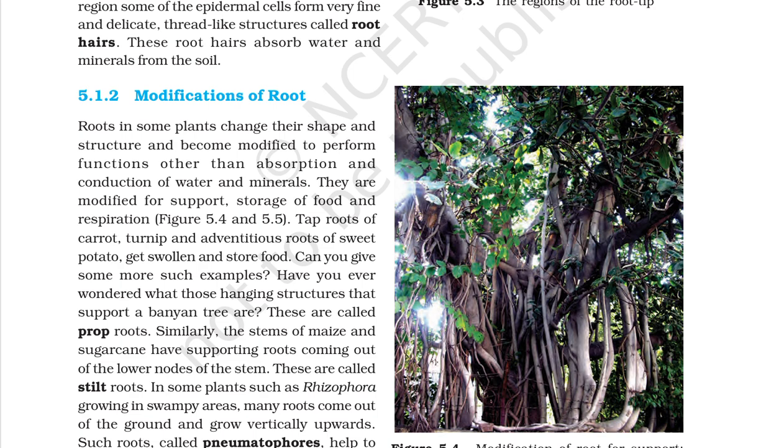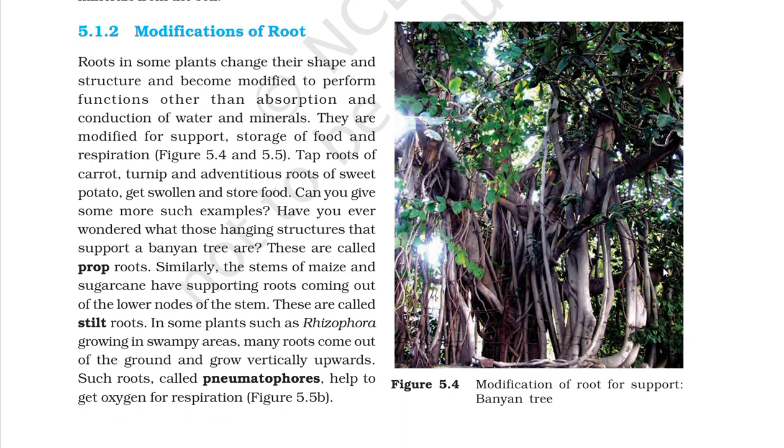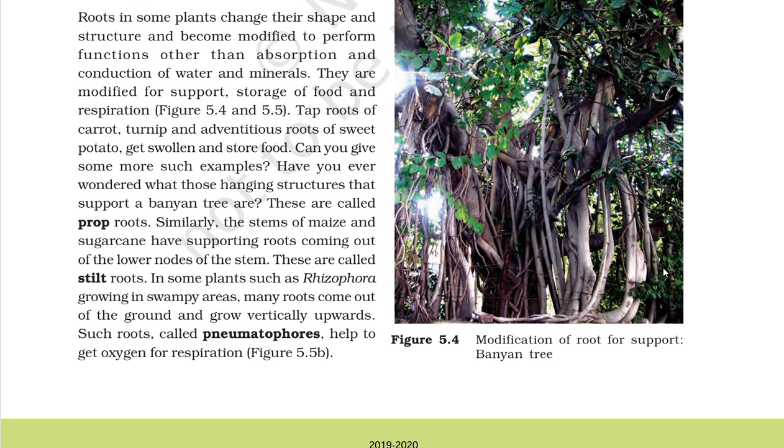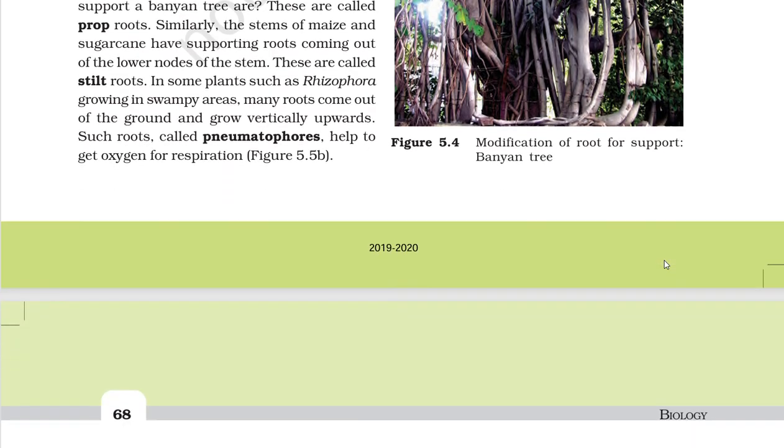Can you give some more such examples? Have you ever wondered what those hanging structures that support a banyan tree are? These are called prop roots. Similarly, the stems of maize and sugarcane have supporting roots coming out of the lower nodes of the stem. These are called stilt roots. In some plants, such as Rhizophora growing in swampy areas, many roots come out of the ground and grow vertically upwards. Such roots are called pneumatophores and help to get oxygen for respiration.